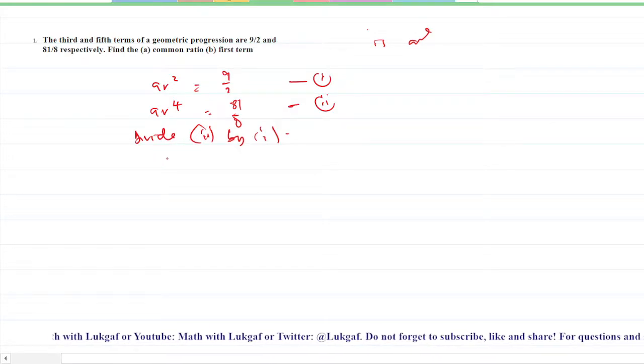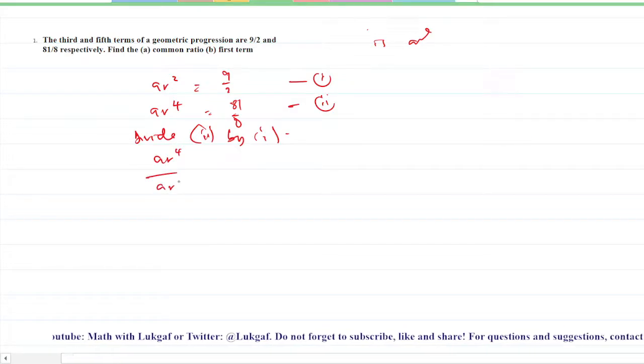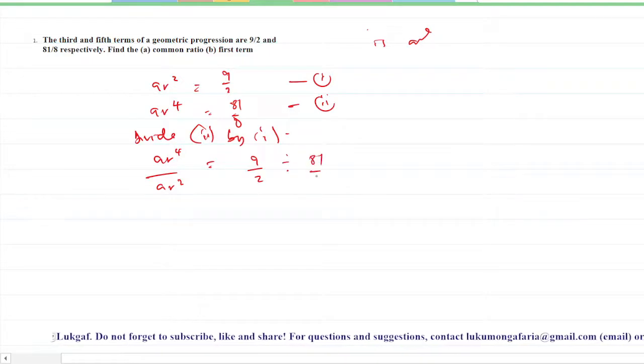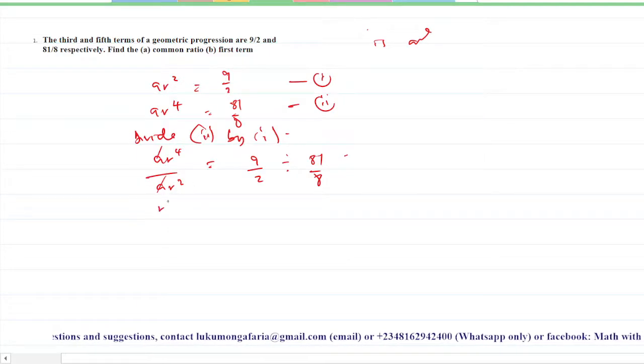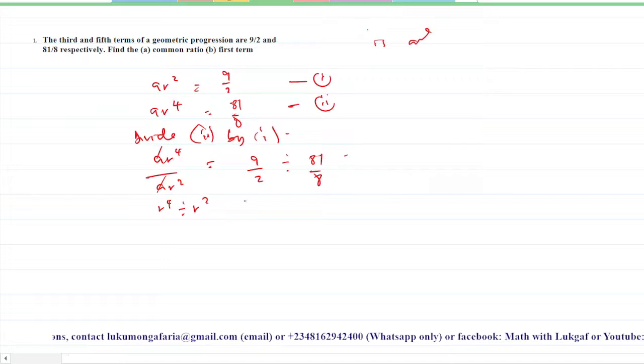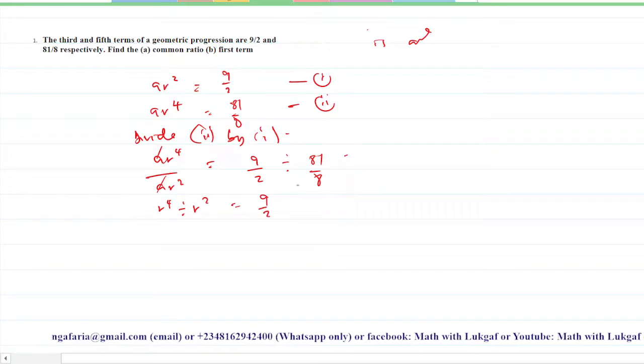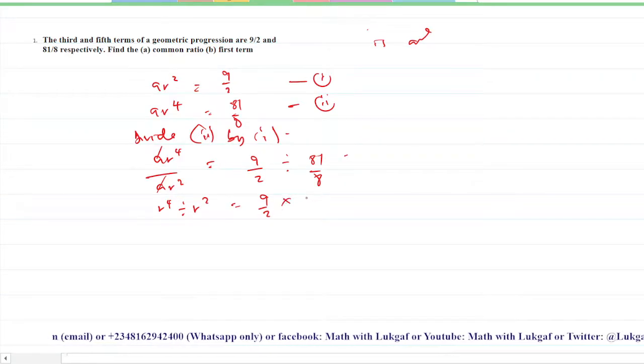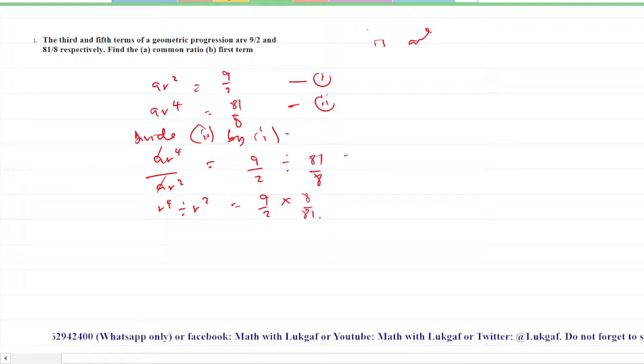So if you do that, that will be AR raised power 4 divided by AR squared is equal to 9 divided by 2 divided by 1 divided by 8. You understand that? So your A cancels A. So then this will give you R raised power 4 divided by R squared. Then you can rewrite this guy very well. If you change this to multiplication, this is something like 9 divided by 2 times 8 divided by 1.